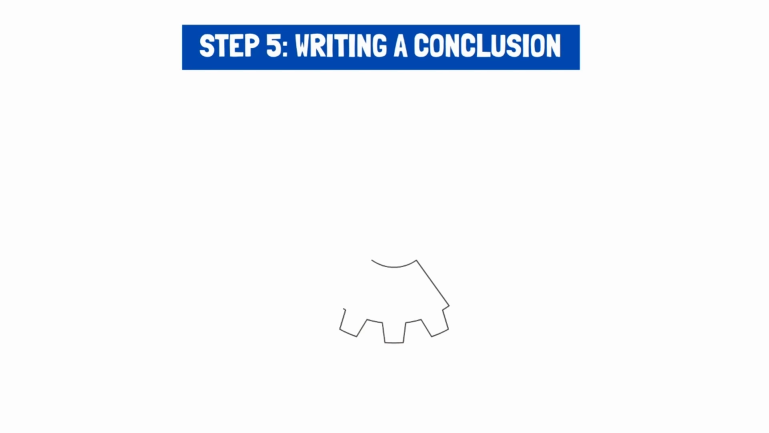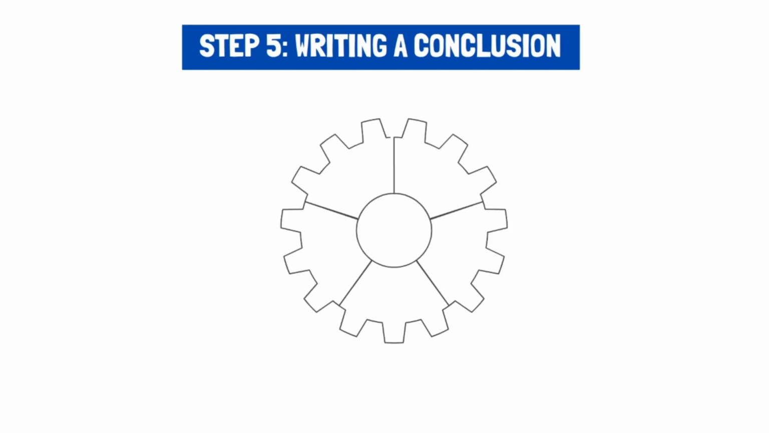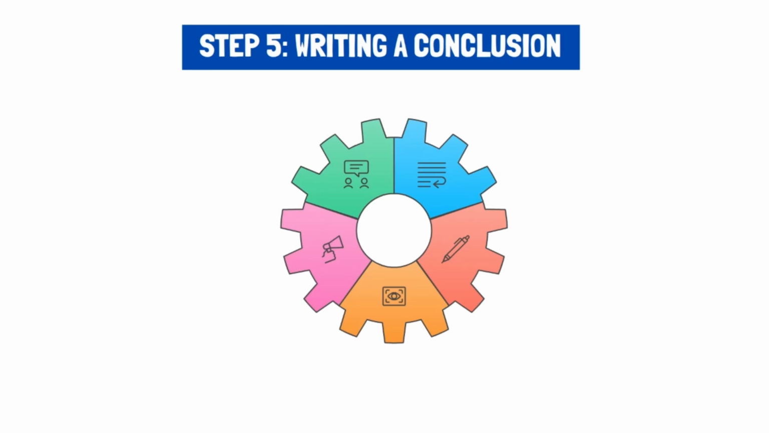Step 5, writing a conclusion. Here's how to ensure your essay's conclusion is impactful and resonant. Restate your thesis. Start by bringing back your thesis statement. This is like reminding your guests why they came to your house in the first place. But don't just repeat it word for word. Rephrase it to reflect the more profound understanding they now have from having toured the house.